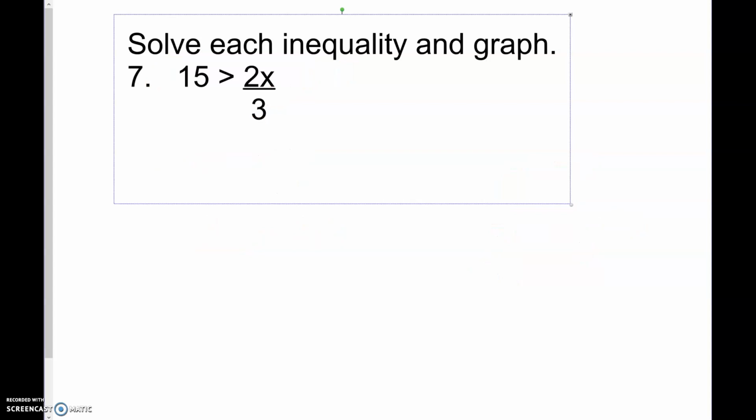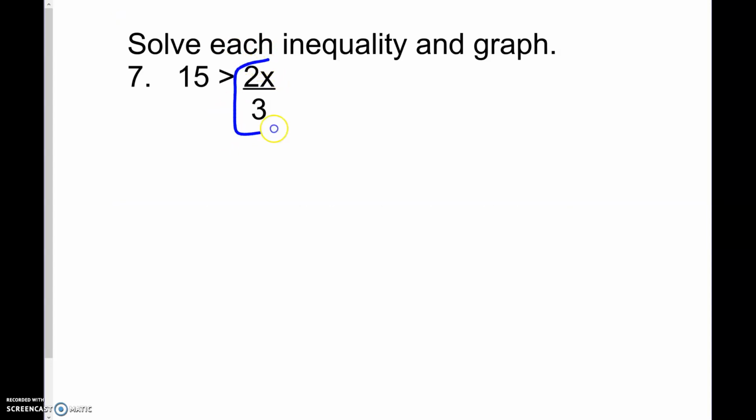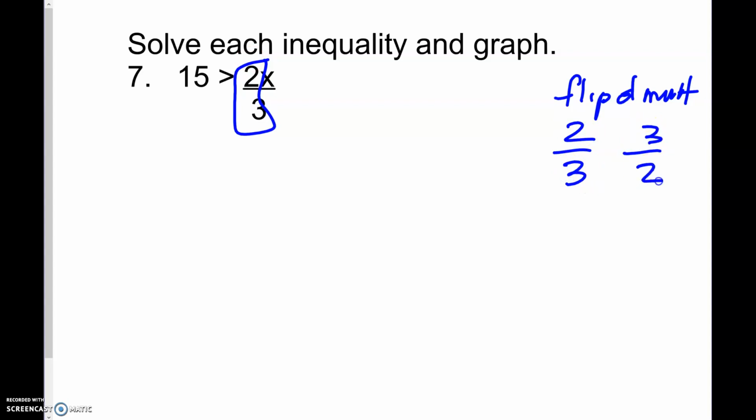All right, this is the last one here. So what we have in front is this fraction, and some of you might remember what we do here. When we have this fraction 2/3, this is when you flip and multiply. Okay, so we're going to flip. So instead of it being 2/3, we flip that to be 3/2. So I'm going to times by 3/2. Okay, so my 2's cancel, my 3's cancel, and so I just have x.